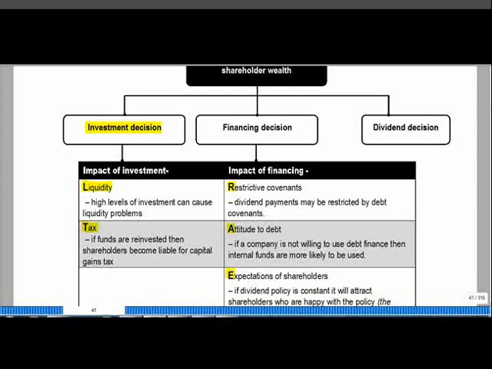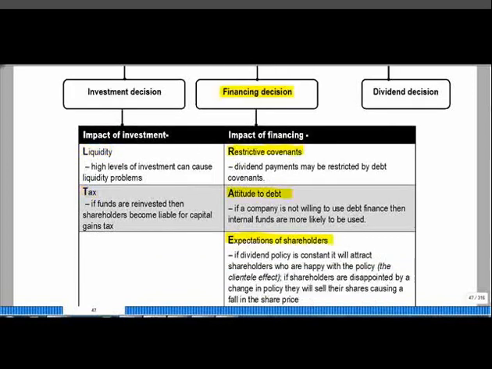The dividend decision also relates to the financing decision. Let's move on to that now. With financing, we might have covenants on existing debt that mean that we're not allowed to pay dividends or restrict the amount of dividend that can be paid. Also, it might be the case that the directors don't want to take on more debt and therefore prefer to hold on to cash in case it's needed, rather than take out bank loans during the year.